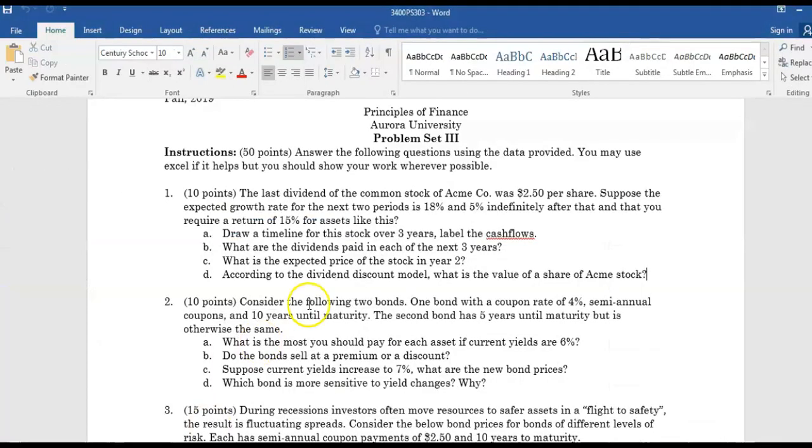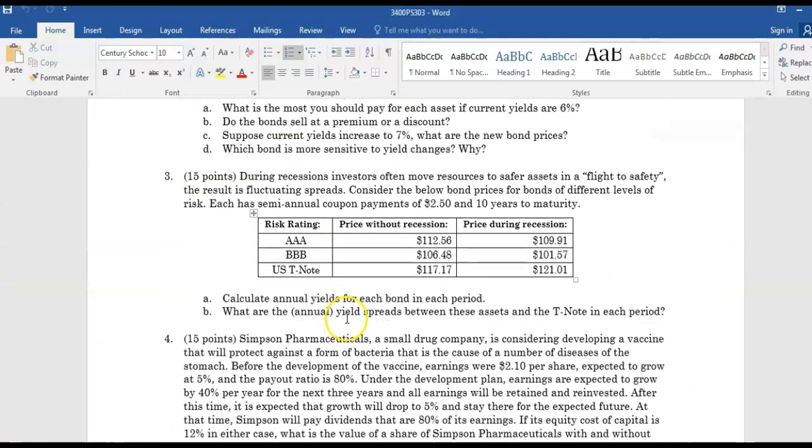Right, next we can move into what is probably everybody's favorite part of this assignment, and that is the yield calculations for a series of different bonds. The reality is I've given you bond prices for 3 bonds in 2 circumstances. What if there were a recession, and what if there were not a recession? Some things to think about right away.